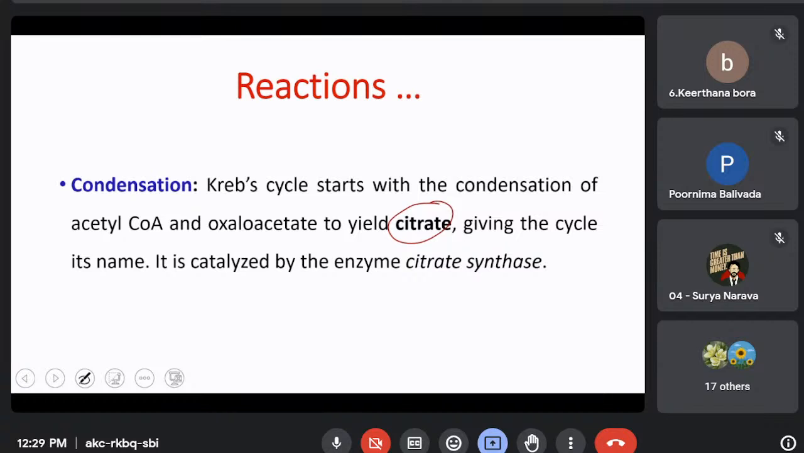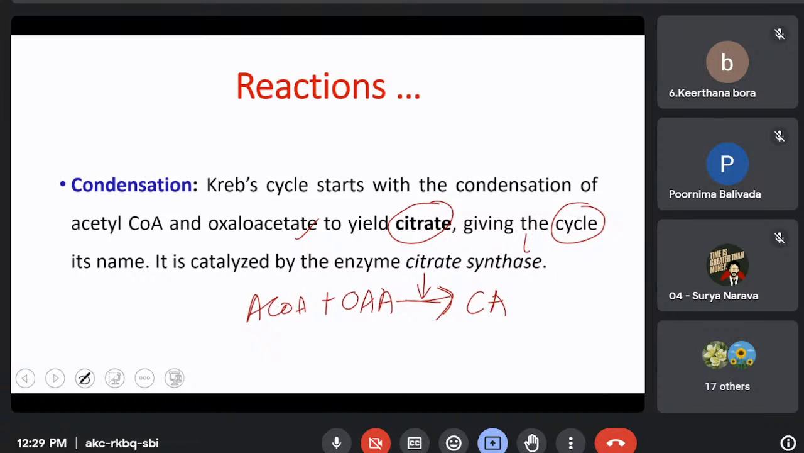So Krebs cycle starts with the condensation of acetyl coenzyme A. So acetyl coenzyme A combines with oxaloacetic acid or oxaloacetate to produce citric acid or citrate. Hence, it was given the name citric acid cycle. And this reaction is catalyzed by one enzyme, and that enzyme is called citrate synthetase.